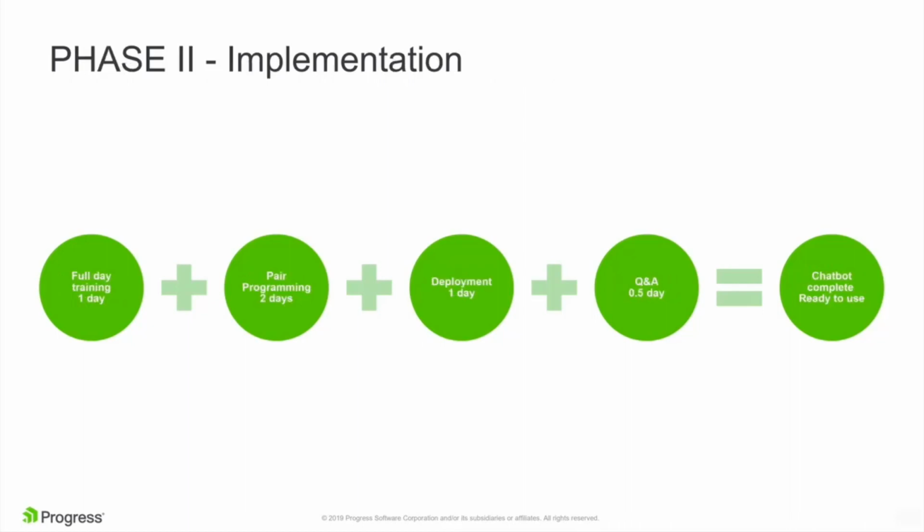The next phase is implementation. We will spend a day or two to provide you with proper training on how to use NativeChat and how to work with it. Then we will spend about 2 days on pair programming with a dedicated technical expert from your side. We will also spend about half a day working with your subject matter expert on implementing those questions and answers. And finally, we will spend about a day on setting up the deployment that you agreed on. As a result of this phase, you will have a working chatbot ready to use.